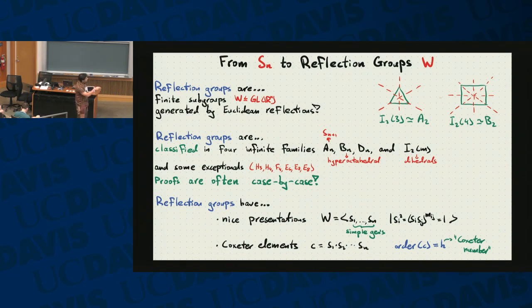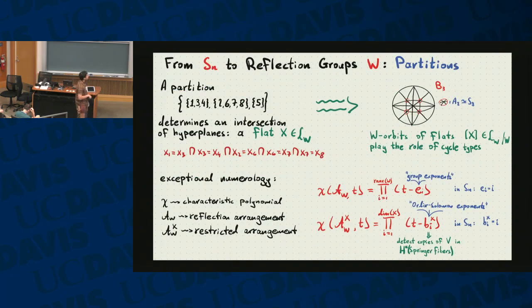Now, reflection groups have presentations with simple generators. The product of the simple generators is a Coxeter element, and the order of the Coxeter element is the Coxeter number. Those things are going to appear in some formulas. Okay, so the formulas for the Kreweras numbers, they were indexed by integer partitions. If I'm claiming that I have similar formulas for reflection groups, I have to tell you what an integer partition is in reflection groups.